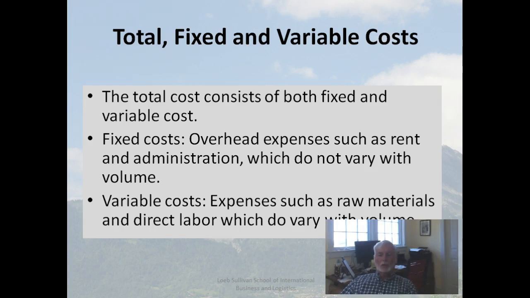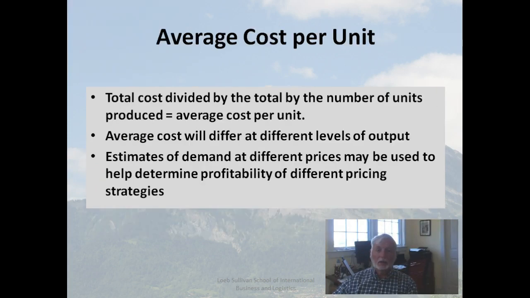The variable costs change depending on how much we produce. So if we produce less, we're going to use less raw material, and most likely we'll use less direct labor. So those do vary with volume. They may not be a one-to-one variation, but they do vary with volume. So those are called variable costs. Very, very important to know the difference between a total cost, a fixed cost, and a variable cost, because they all react differently at different levels of volume.